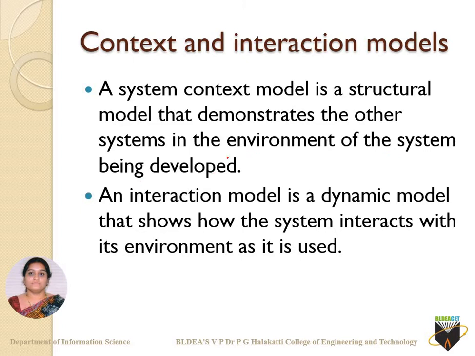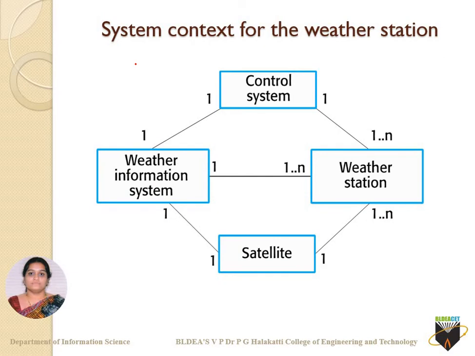It's a structural model, which ultimately demonstrates how your system behaves in the environment of a system. An interaction model is a dynamic model that shows how the system interacts with its respective environment when it has been used. Here you can come across this diagram for a system context for the weather station. So in the weather station I have some main important things here.